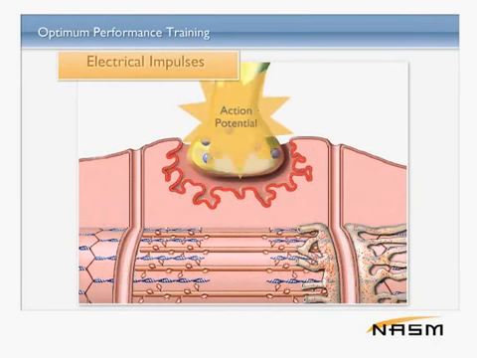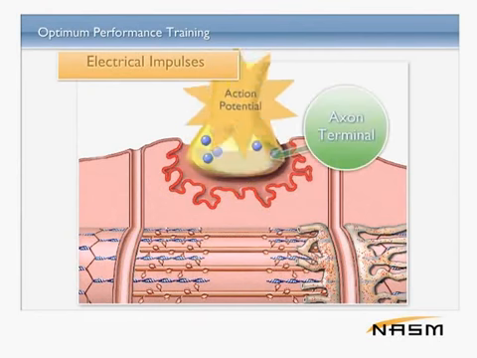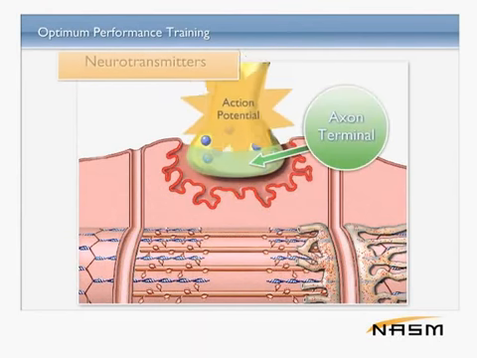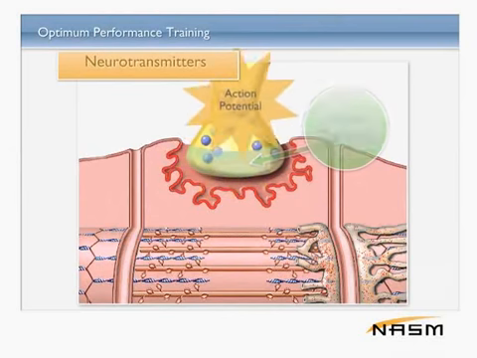Electrical impulses, also known as action potentials, are transported from the central nervous system down the axon of the neuron. When the impulse reaches the end of the axon, or the axon terminal, chemicals called neurotransmitters are released.